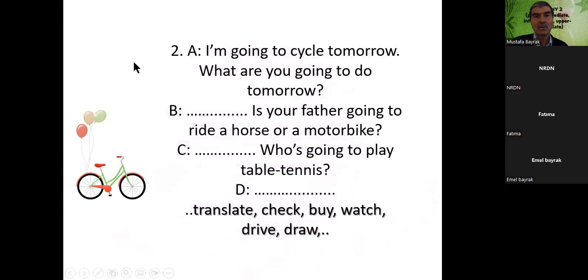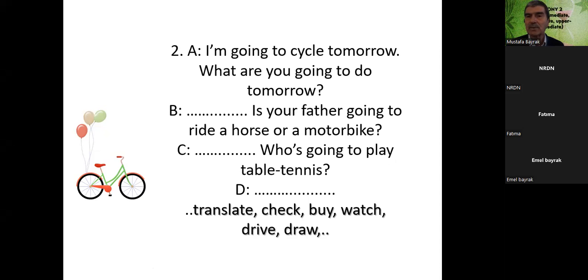Okay, dialogue 2. I am going to cycle tomorrow. It means I am going to ride a bicycle tomorrow. What are you going to do tomorrow? I am going to translate a story from English to Turkish. Is your father going to ride a horse or a motorbike? My father is going to ride a horse. Who is going to play table tennis? Zeynep and Hazel are going to play table tennis.